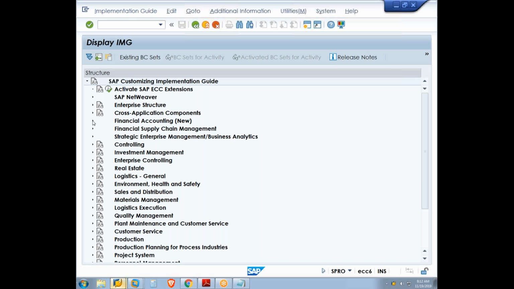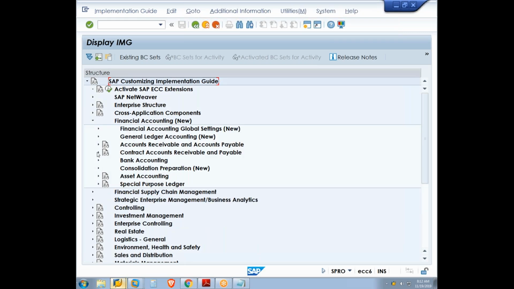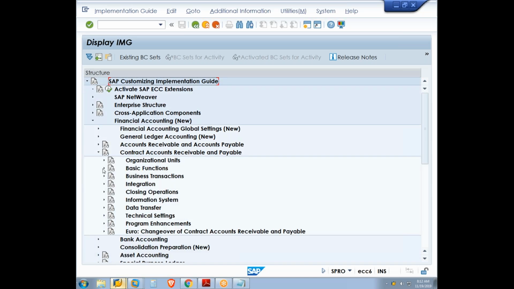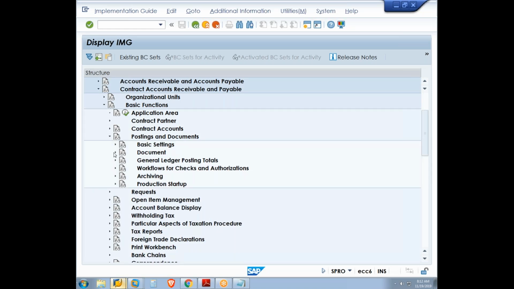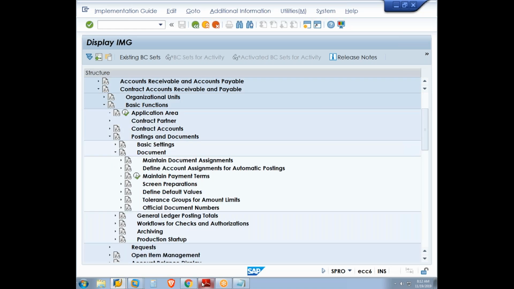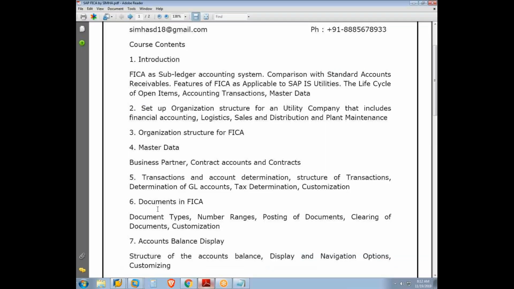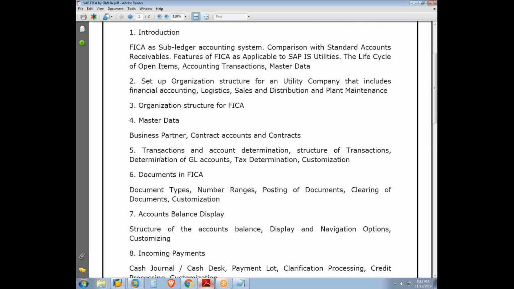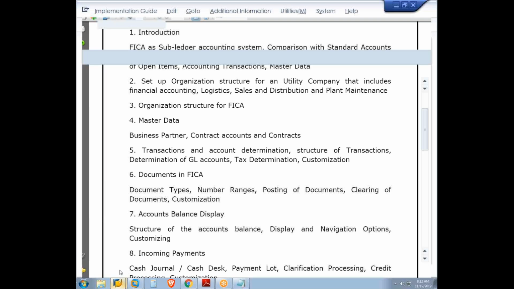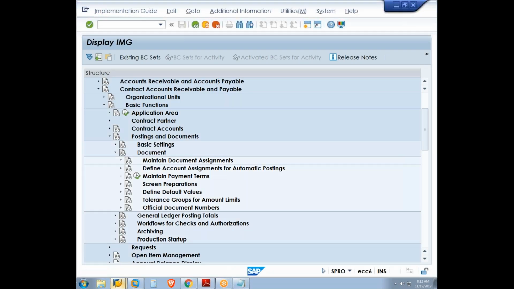So go to Financial Accounting New, and then Contract Accounts Receivable and Payable. Go to Basic Functions, Postings and Documents. Then the document. Now, what is this document that we are discussing separately? That is the document types, number ranges, and everything. But while posting the document, you have to know what transactions you are doing and the corresponding account determination. So let's go to Maintain Document Assignments.